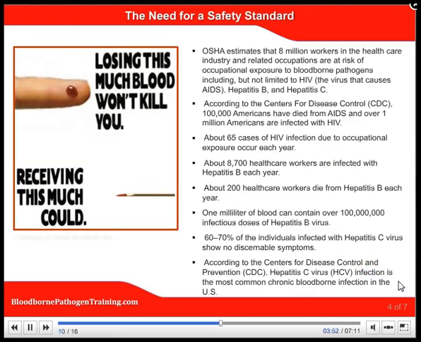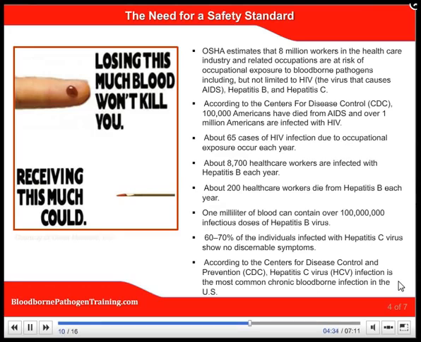The need for a safety standard. OSHA estimates that 8 million workers in the healthcare industry and related occupations are at risk of occupational exposure to bloodborne pathogens, including, but not limited to, HIV, the virus that causes AIDS, hepatitis B, and hepatitis C. According to the Centers for Disease Control, 100,000 Americans have died from AIDS, and over 1 million Americans are infected with HIV. About 65 cases of HIV infection due to occupational exposure occur each year.